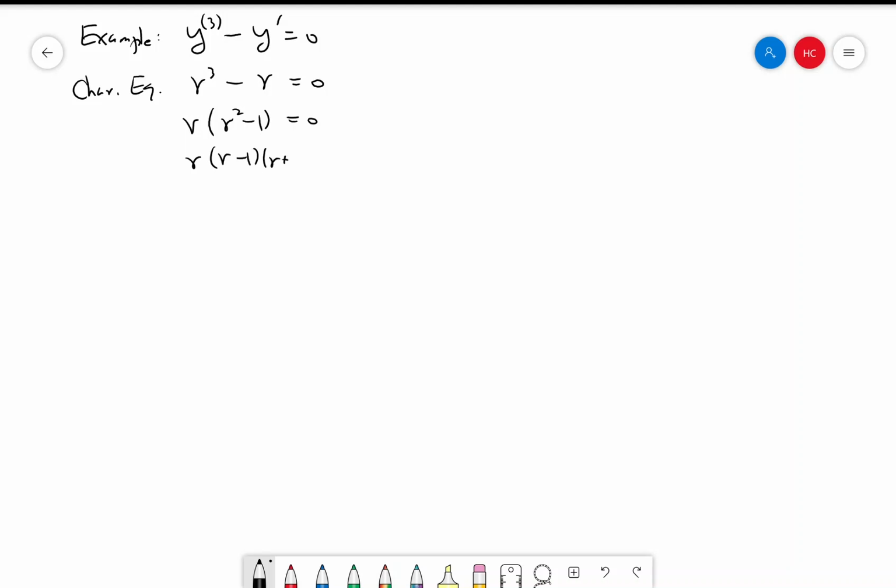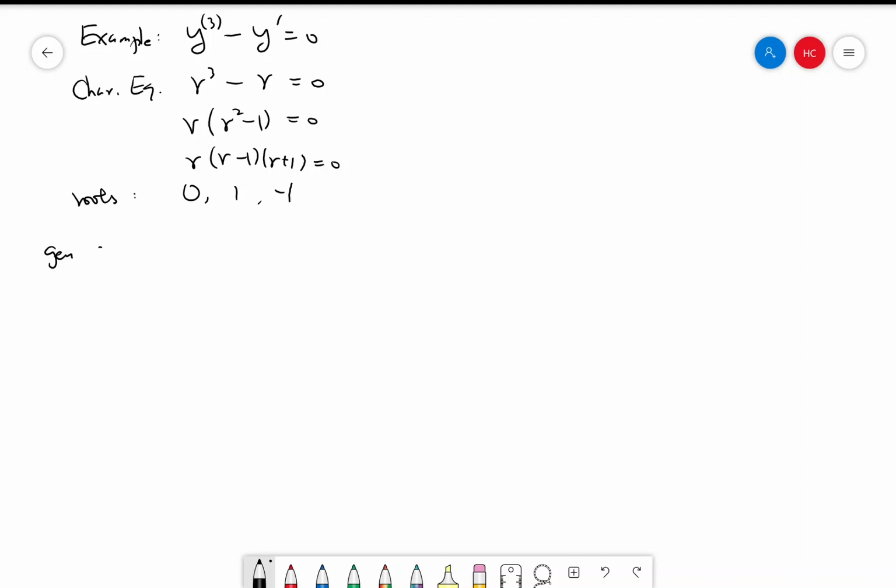Let's consider the differential equation y, the third derivative, minus y prime equal to 0. So the characteristic equation is r cubed minus r equal to 0, which factors into r times r squared minus 1 equal to 0. R squared minus 1 is r minus 1, r plus 1. So the roots are 0, 1, and minus 1.